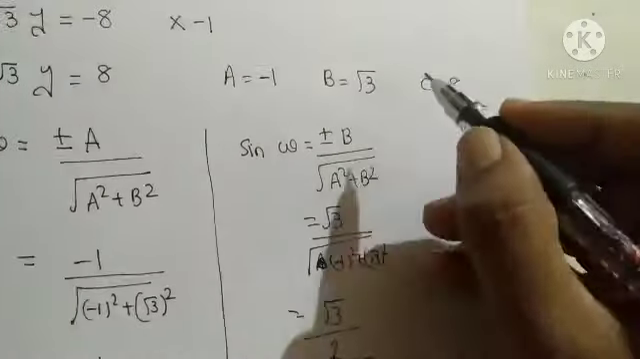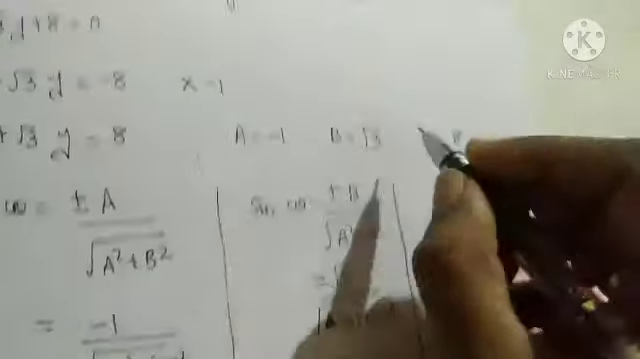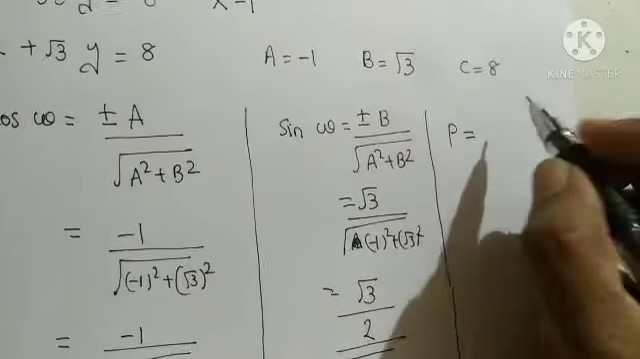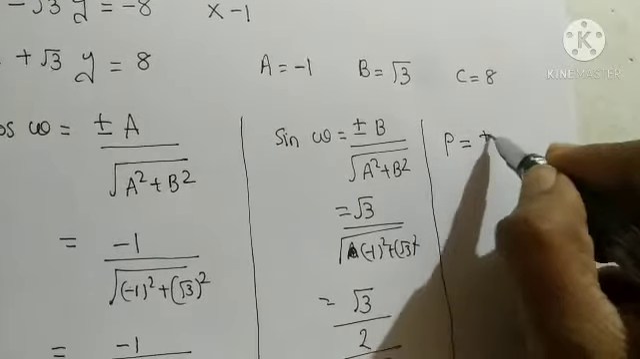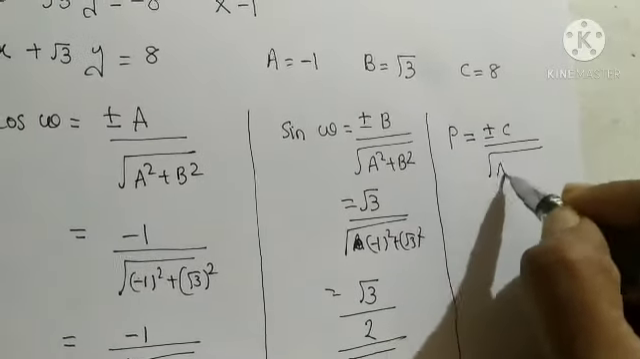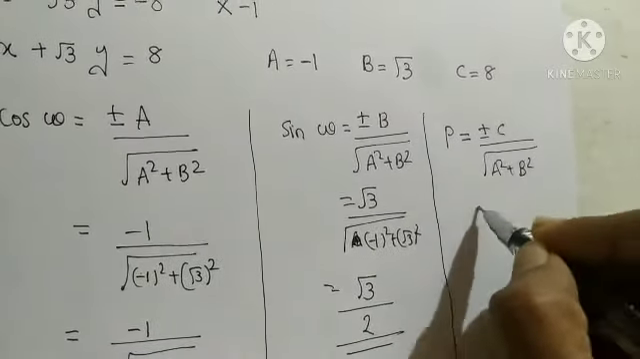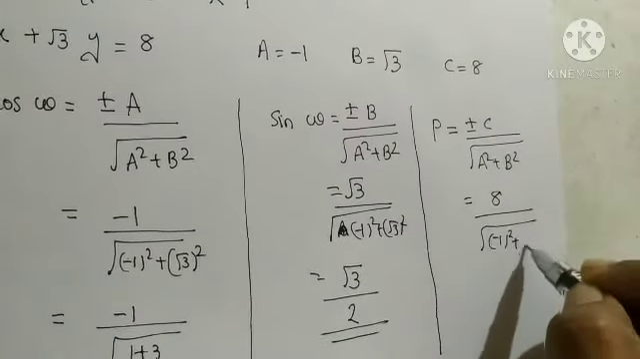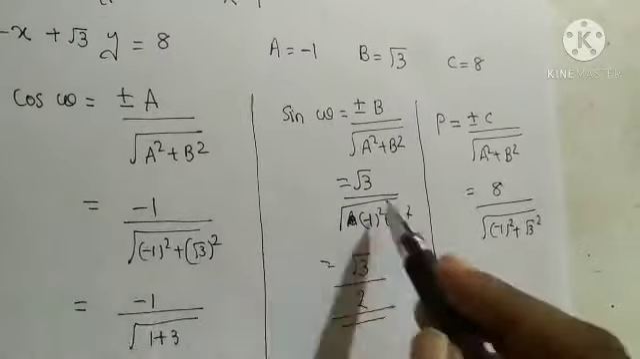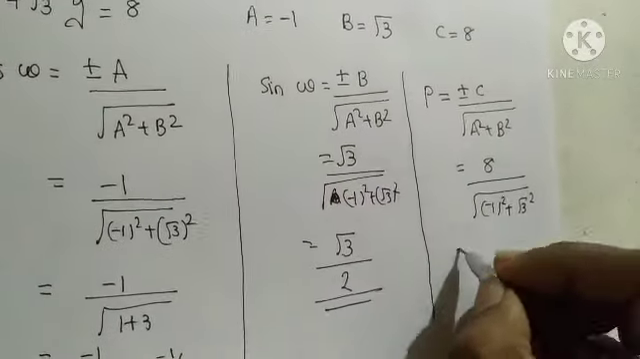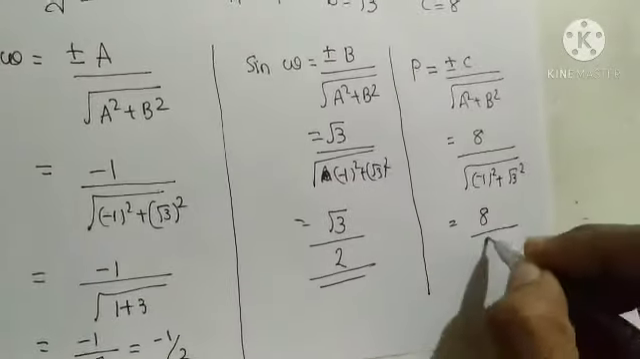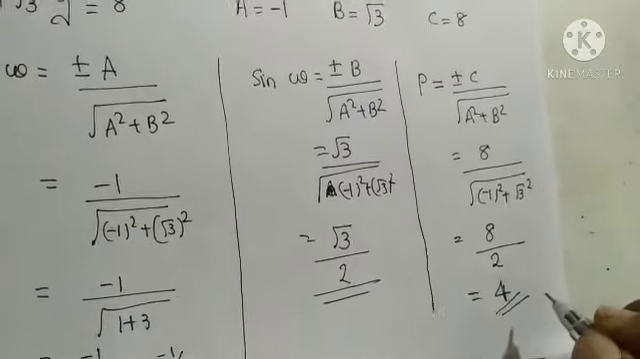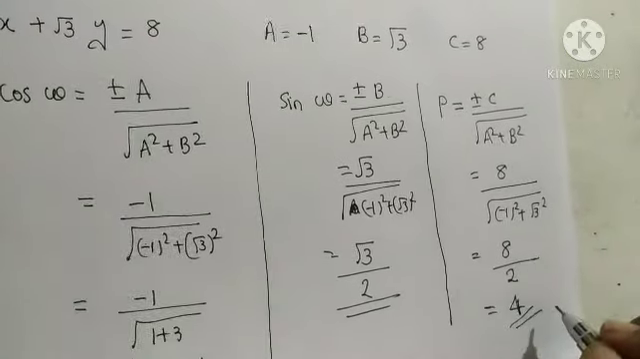Again, next we need to find the value of P, that is the perpendicular distance from the origin. P value is equal to plus or minus C divided by root of A square plus B square. Here C is 8 divided by root of minus 1 all square plus root 3 all square. The denominator part is the same in all cases, so I am writing the denominator value 2 here, and we get 4 as the value of P.